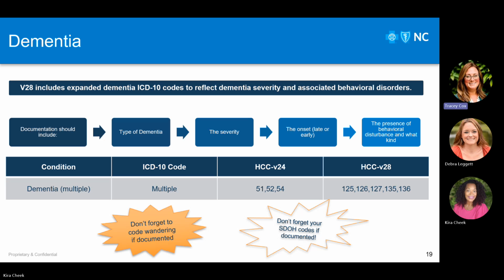With the prevalence of dementia and associated conditions, the V28 model now includes an expanded list to include severity and behavioral disorders such as wandering. Some day-to-day situations can present safety issues for people with dementia. These include driving, cooking, and walking, or living alone. In these cases, social determinants of health conditions should be documented and coded for these members.